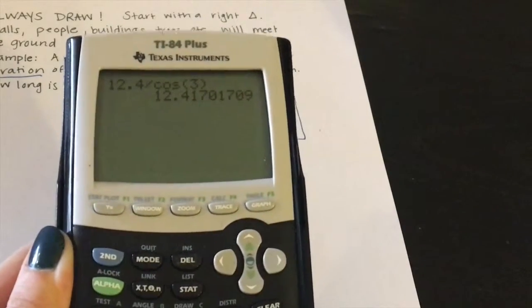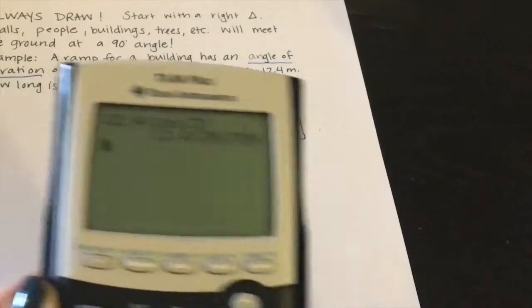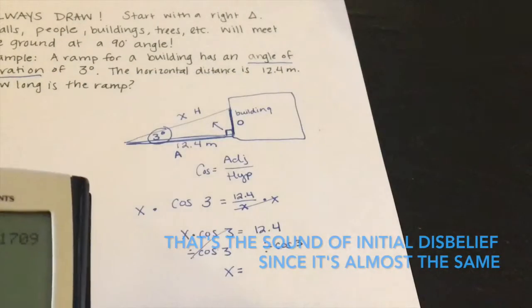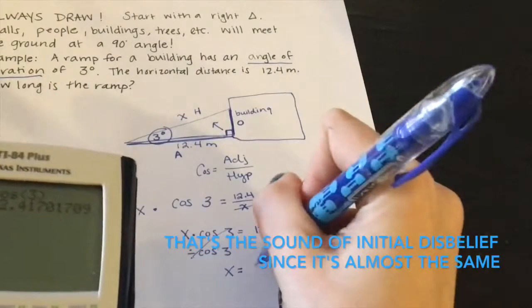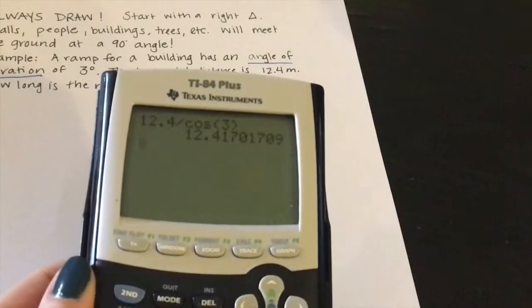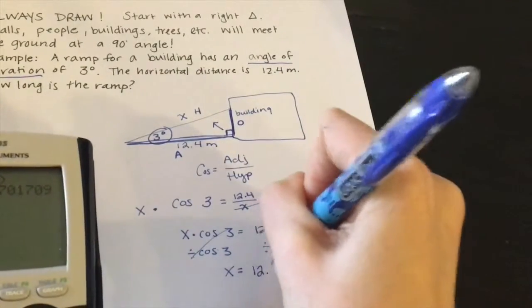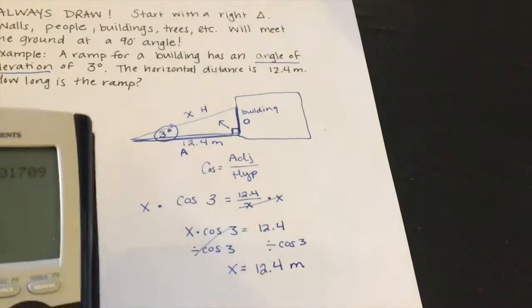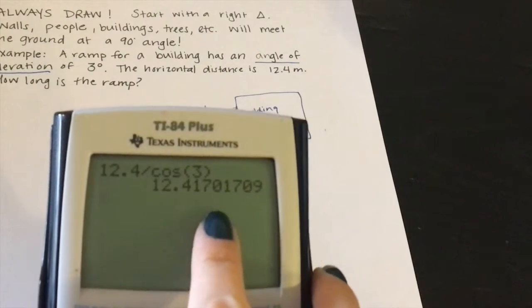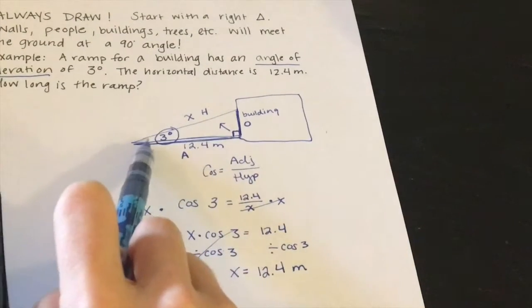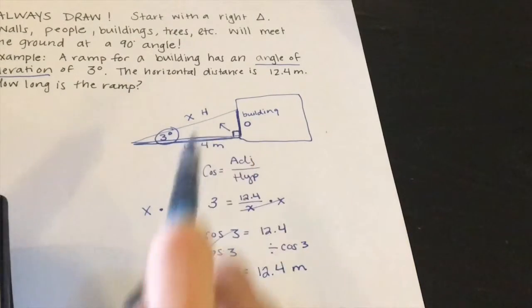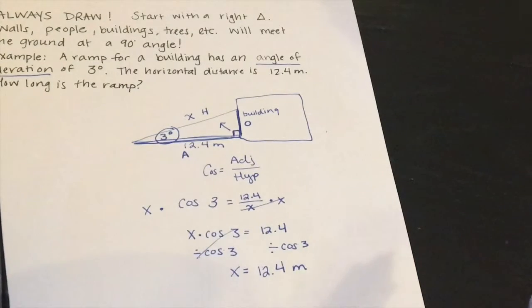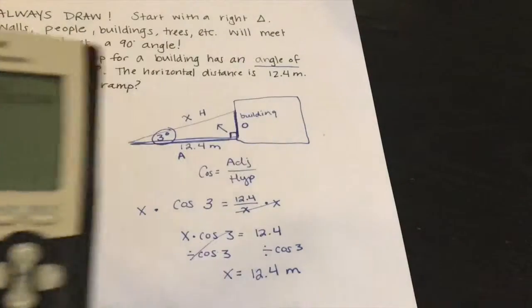So my ramp is 12.4 also, meters long. It's like a little bit longer than 12.4. I guess that makes sense since this angle is so small that this distance is actually going to be really similar to this distance. So the ramp itself is also 12.4 meters. You saw it here.